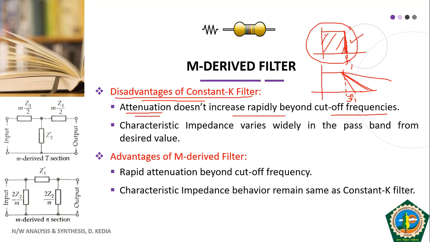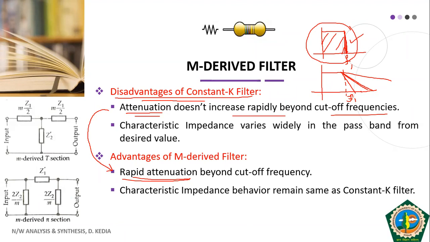Okay, and I told you that this response is called brick wall response in the introductory classes of the filter. So in case of constant K filter, this attenuation part is not that good. We have to improve that, and for improving this, the answer is M derived filter. So in case of M derived filter, we will design our filter in such a way that we will have rapid attenuation. We will have sharp attenuation curve.